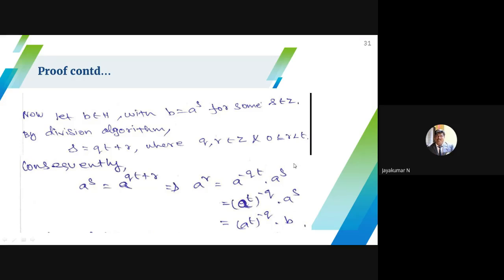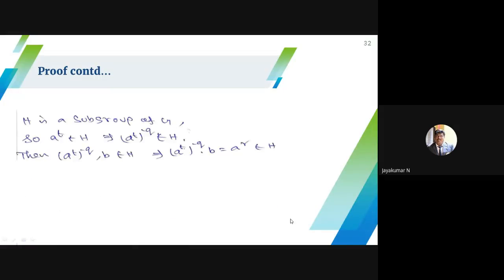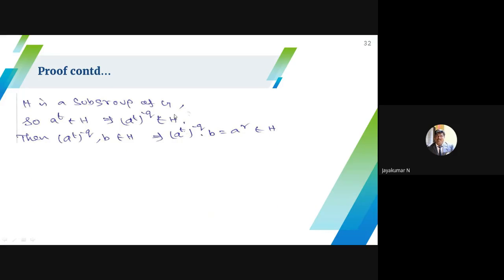Okay, this a^s is nothing but my b. So (a^t) whole power -q into b. So finally I show that a^r is equal to (a^t) whole power -q into b. H is a subgroup. So if a^t belongs to H, definitely any power of a^t also belongs to H. a^t belongs to H, so definitely (a^t) whole power -q also belongs to H by the closure axiom.